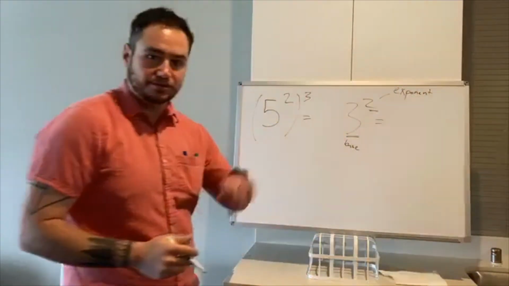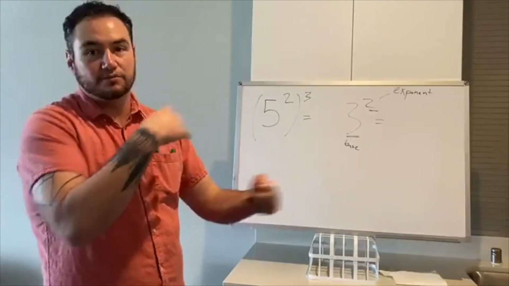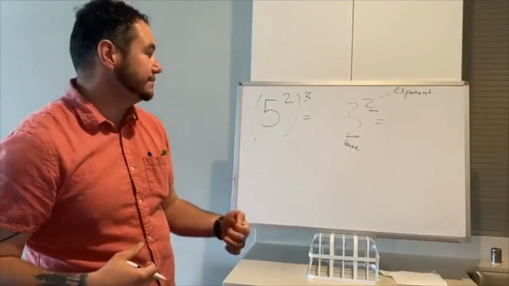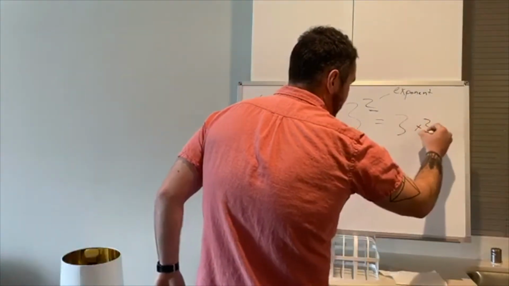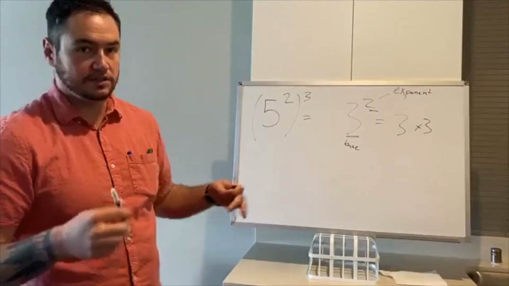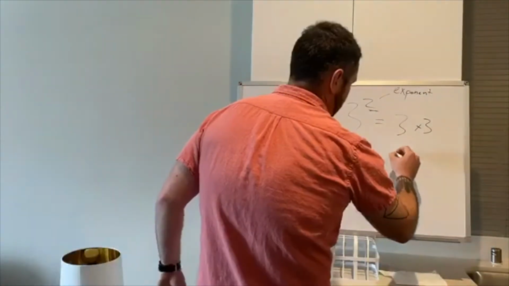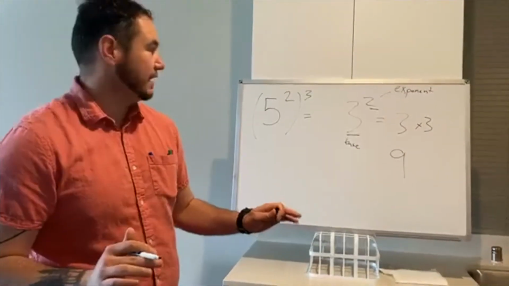Okay? So exponents are just tiny numbers up in the top right corner, and it makes the number multiply by itself that number of times. So this is going to be equal to 3 times 3, and that's going to be 3 squared, which is 9. So 3 times 3 is 9. So that's the really basic exponents.